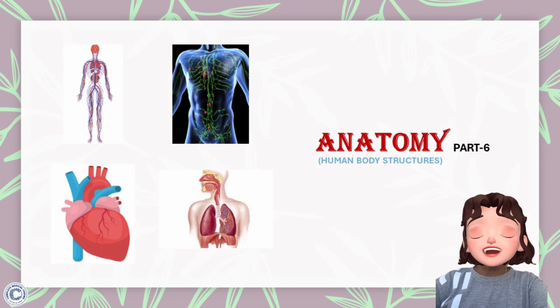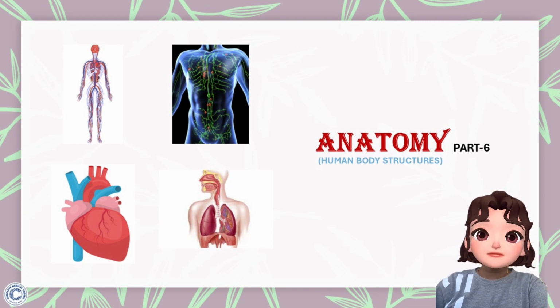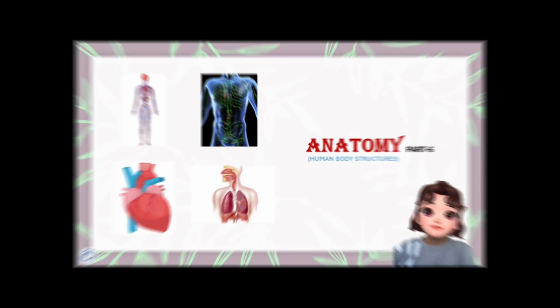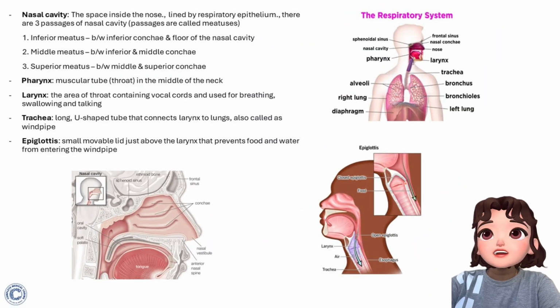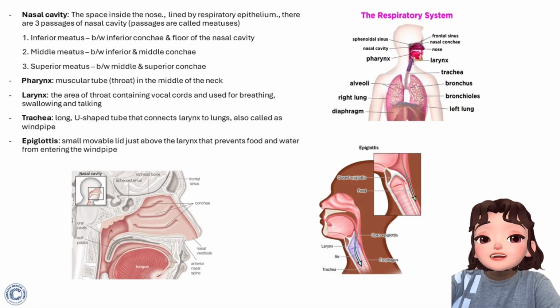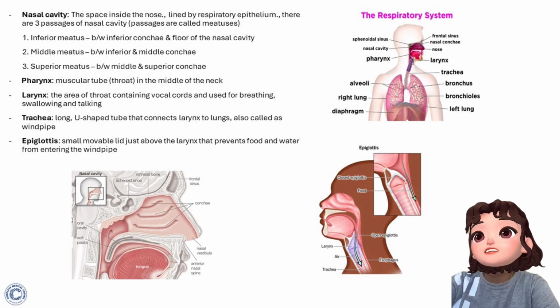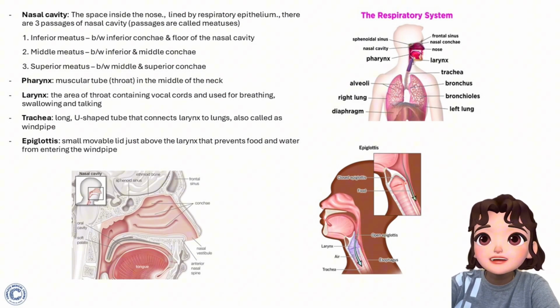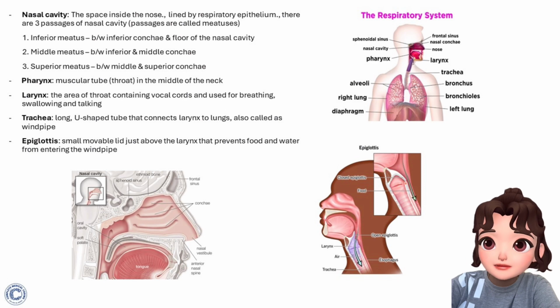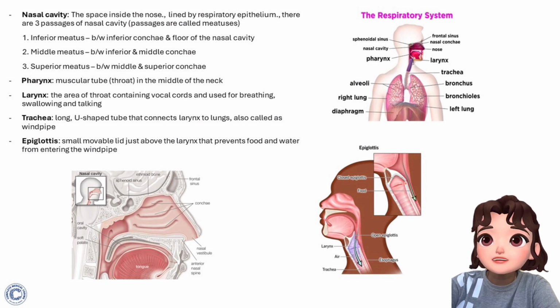Today, let's discuss a few more human body structures. Anatomy, part 6. First, let's look into the respiratory system. It consists of the nasal cavity, pharynx, larynx, trachea and epiglottis. Let's see what the functions are.